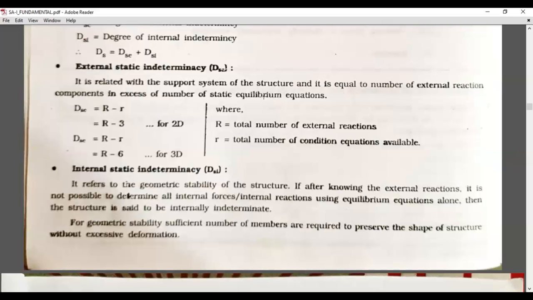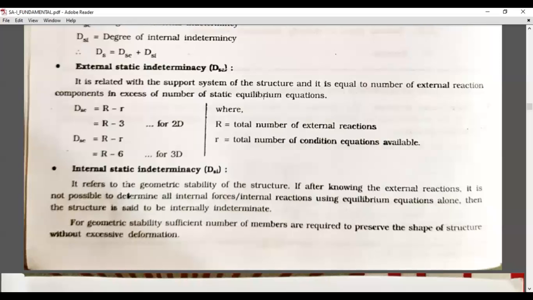Capital R is known because the structure is known, and then we can find which forces are unknown and which forces are known. Small r is always fixed: for a two-dimensional structure it is equal to 3, and for a three-dimensional structure it is equal to 6. Because in a two-dimensional structure we can only see x, z or x, y or y, z, the rest of the directions are invisible in two dimensions. But in the case of three dimensions, all directions are visible.